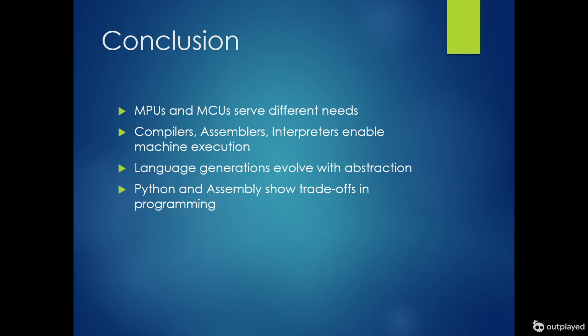And moving on to the conclusion. In conclusion, microprocessors and microcontrollers serve distinct roles based on performance and integration requirements. Compilers, assemblers, and interpreters form the essential translation pipeline between high-level languages and machine code. Finally, the comparison between Python and assembly highlights the balance between ease of development and hardware level control.